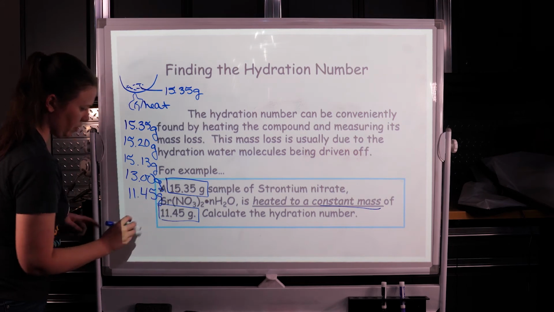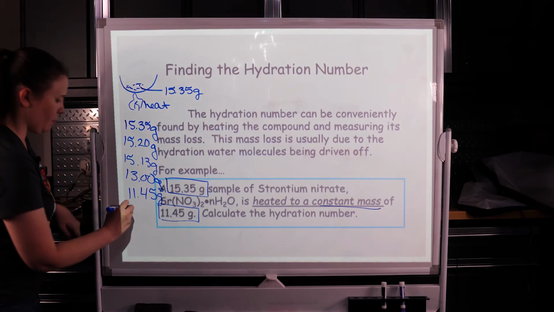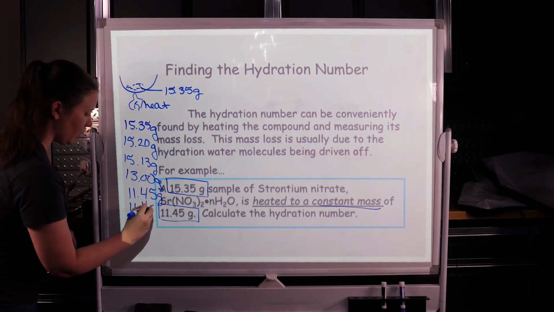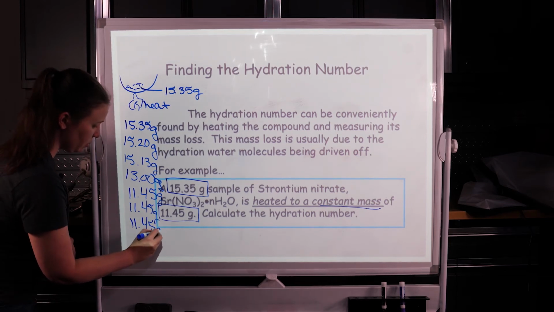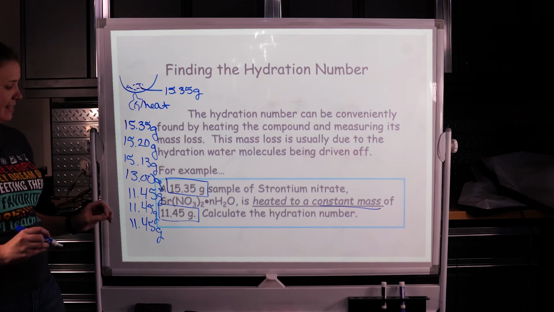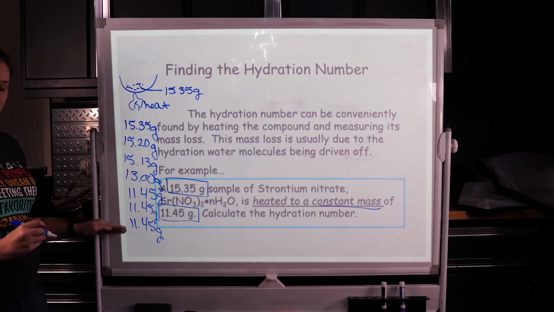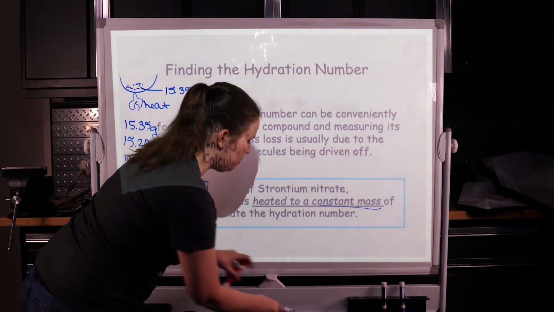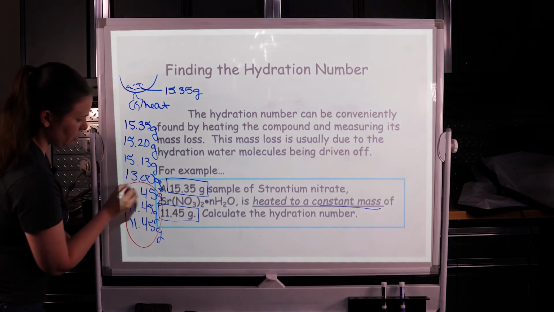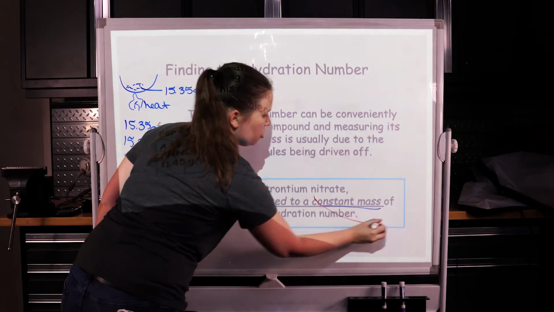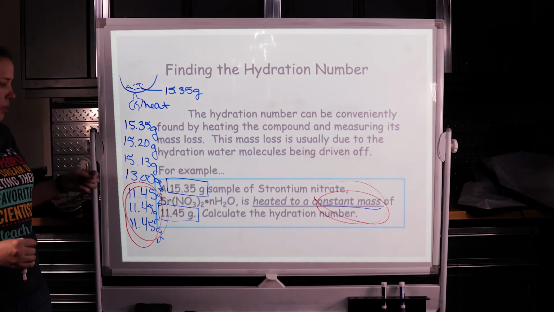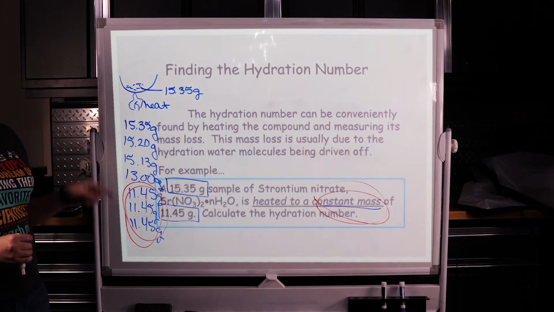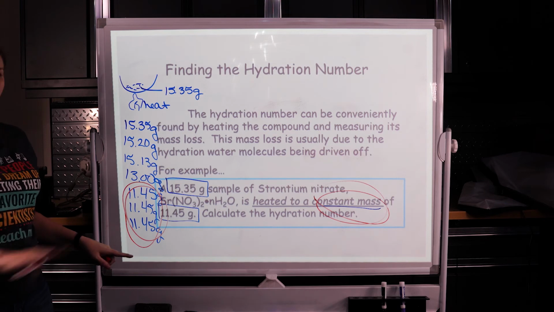Let's speed this up a little bit. In order to get to constant mass, I would need to get that same number, ideally 3 times, like literally 2 decimal places out, same exact number, 3 times. Once I have achieved that exact same mass reading, then I have achieved constant mass. And what that means is now the only thing left in the dish is the anhydrate. I've gotten rid of all the water.